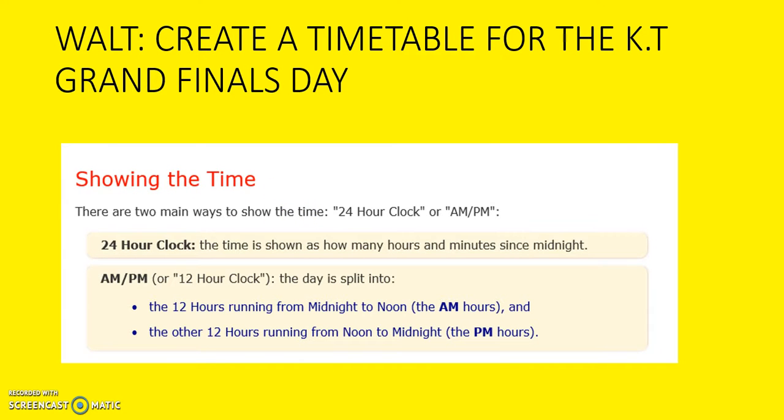There are two main ways to show the time. There's 24-hour clock or AM and PM. In 24-hour clock, the time is shown as how many hours and minutes since midnight. AM and PM, or 12-hour clock, is where the day is broken into two: the 12 hours running from midnight to noon, the AM hours, and the other 12 hours running from noon to midnight, the PM hours. It's interesting, because we're so familiar with AM and PM, it becomes easier for us. But I think the 24-hour clock is far simpler to understand. It's probably the reason why it's used by airports and railway stations and those sort of things.